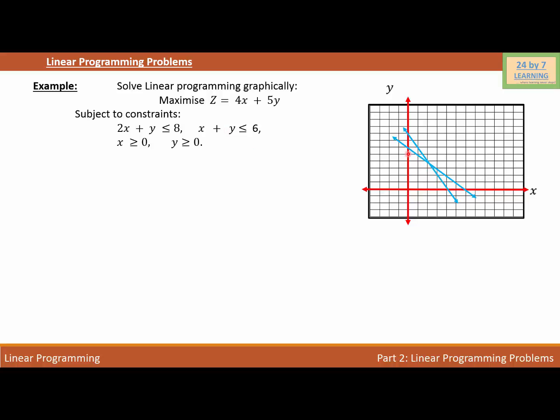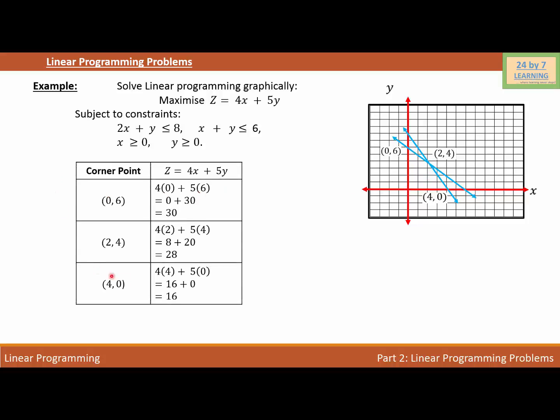So let's consider the points of intersection. The point of intersection of these two lines is this point, which is (2, 4). The next point that we need to find is (4, 0), and this point is (0, 6). Now let's create a table to find the values at these three points.